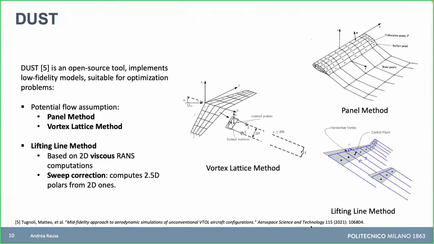For low fidelity models, we use DUST, which is open source software that has been developed at Politecnico di Milano and implements various kinds of low fidelity models, starting from the potential theory to vortex lattice to lifting line methods and so on. And we also included a modification of the lifting line method to take into account cross flow phenomena. You know that the lifting line is based on 2D viscous simulations of the sections along the span. And we are able, with this correction, to make these 2D solutions 2.5D, so somehow taking into account the cross flow.